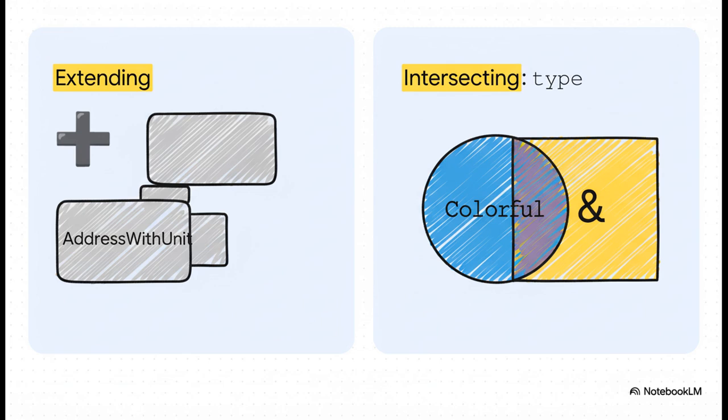On the left, with interfaces, we use the extends keyword. Think of it just like class inheritance. Our address with unit gets everything from basic address and then just adds its own new unit property on top. Super straightforward. Then, on the right, with types, we use the ampersand, which creates an intersection. Our new colorful circle type is literally a combination. It has all the properties from colorful and all the properties from circle mashed together into one new type. So yeah, two different ways to achieve a similar goal, combining shapes.